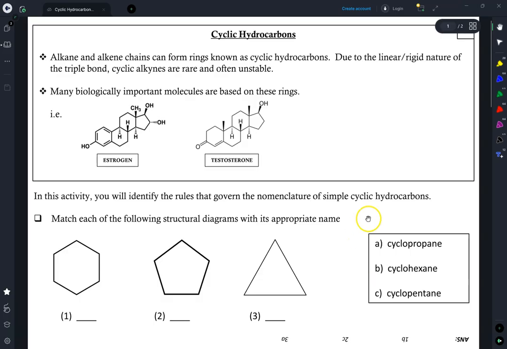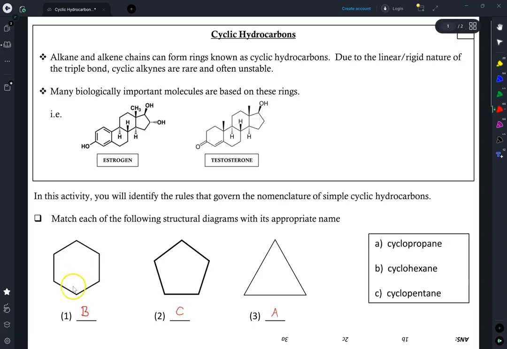So press pause and match up these names with the structures on the left. If you are having difficulties, you can always look at the answers at the bottom. And when you're ready, press play and we will take up the answers together and try to come up with some grammatical rules when it comes to naming cyclic hydrocarbons.